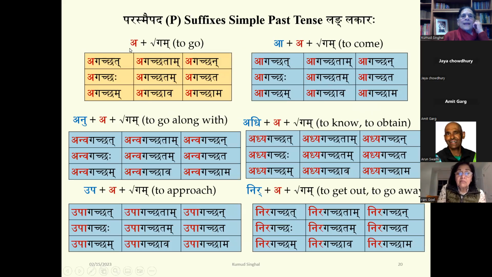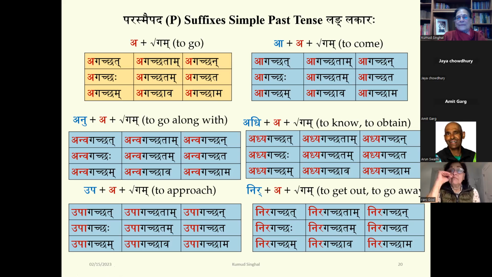Like first you say, let's say this one, the form of gam, right? Agachat, agachatam, and now let's say you want to add anu to it, to change the meaning, to go along with. Then you will have anu plus agachat, and then you will have this sandhi between u and a, and it will become anvagachat. Gotcha. And whenever you have an upasarga, this is the way you will do it. Yeah. That's why I gave this, because in past tense, as you are prefixing, there will in most cases always be a sandhi.